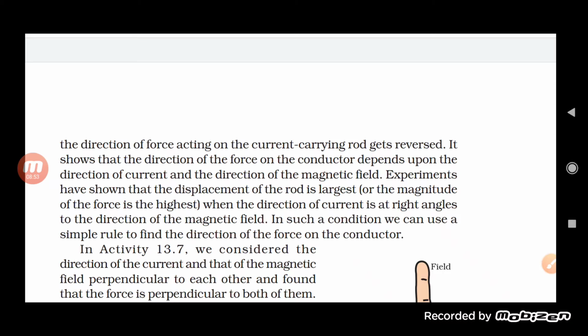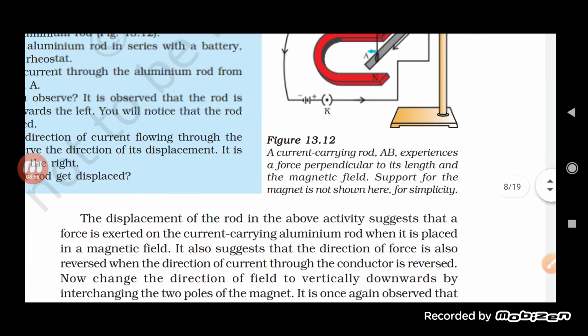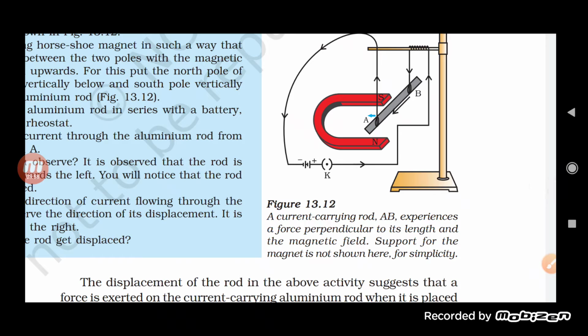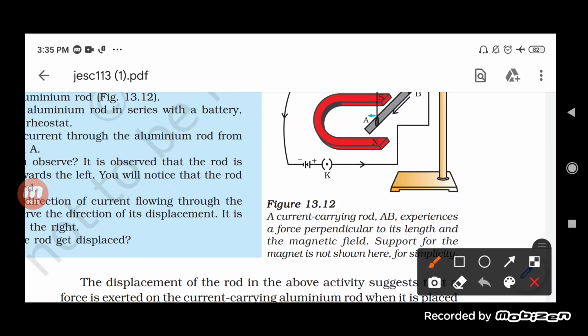Here it is explaining, students, that when current is there, a force is exerted on the aluminium rod, due to which the change in the direction can be seen in the aluminium rod. Suppose we change the direction of the current; then the movement of the aluminium rod also changes, students.